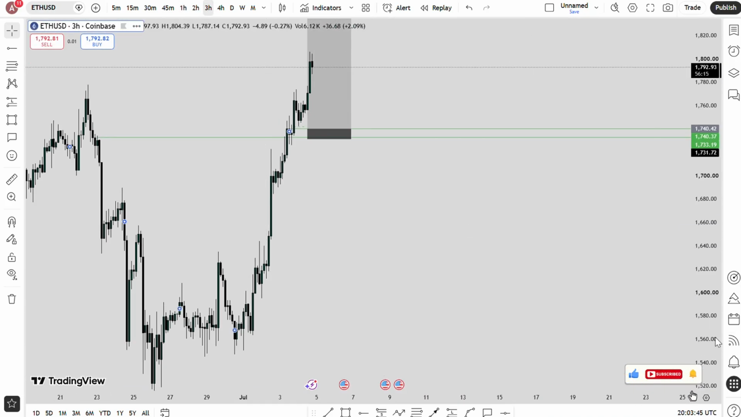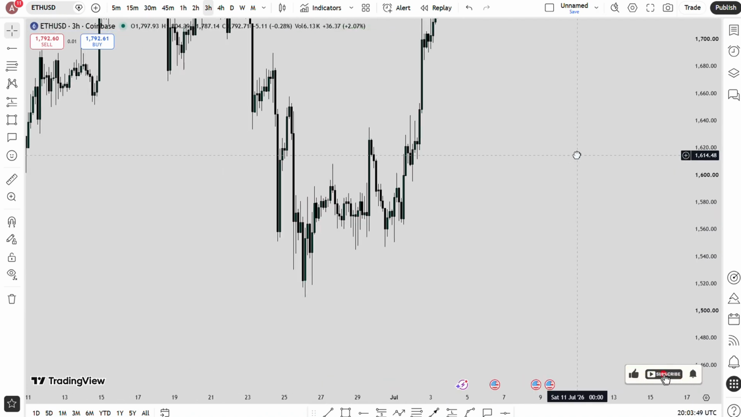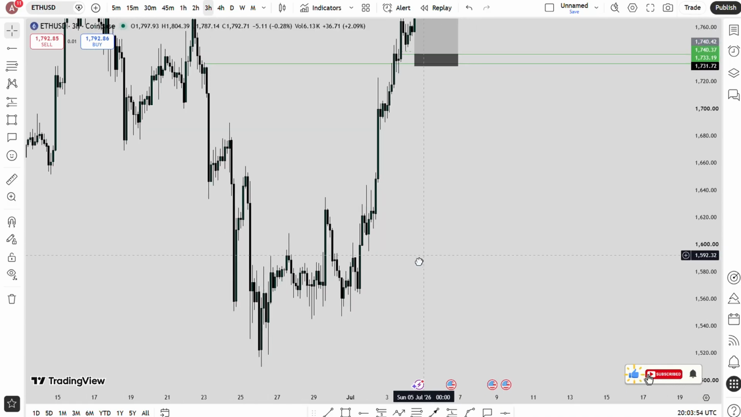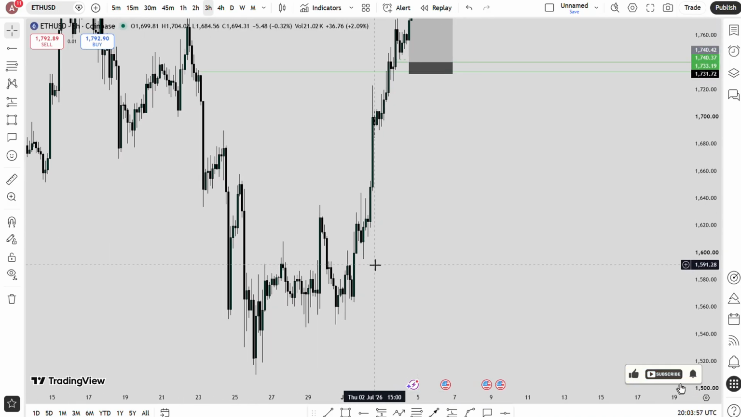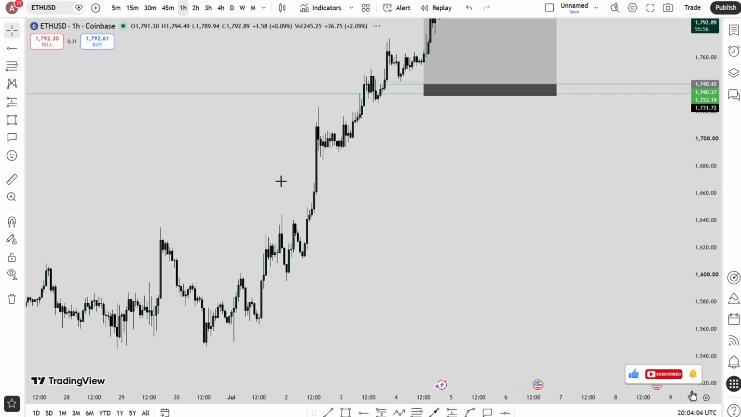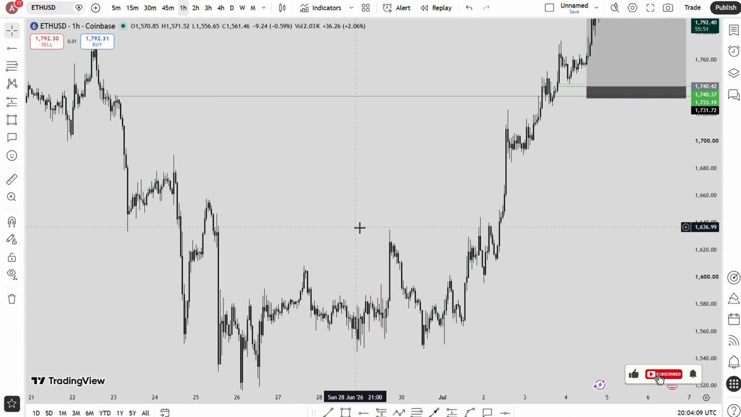ETH was so clear, like I was saying. Where did I see that buy from? But price didn't even come down to it. How this move was earlier today. Let me see on the 1 hour. Okay.